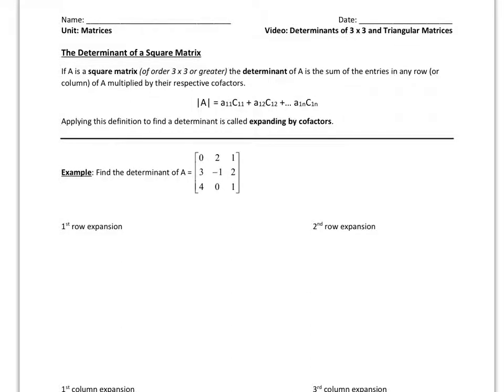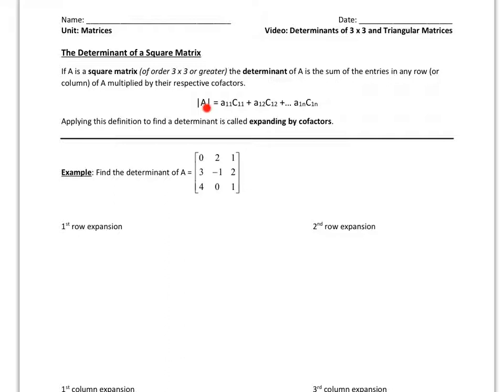Hi everyone, in today's lesson we're going to talk about how to find the determinant of a 3 by 3 matrix and a triangular matrix. So if A is a square matrix of order 3 by 3 or greater, then the determinant of A is the sum of the entries in any row or column of A multiplied by their respective cofactors.